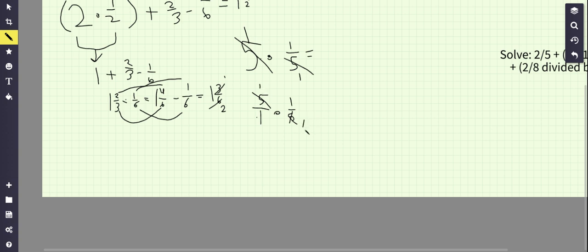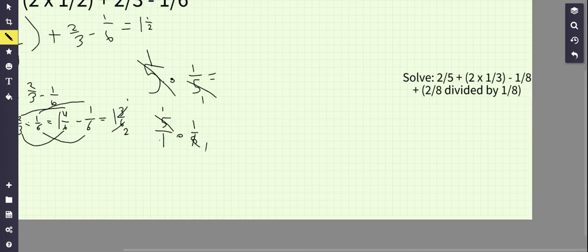If you multiply a whole number by its reciprocal, you get 1. If you have 2/3 times 3/2, you get 6 out of 6, which is 1. So any fraction multiplied by its reciprocal is always 1. 5 out of 1 and 1 out of 5 are reciprocals, so if you multiply them, we get 1. So they're called reciprocals.